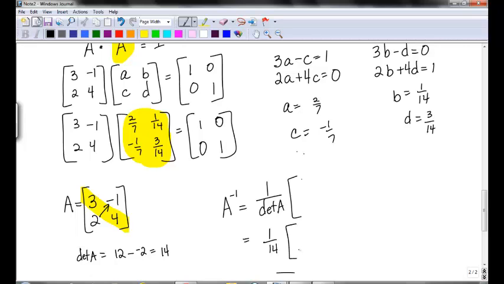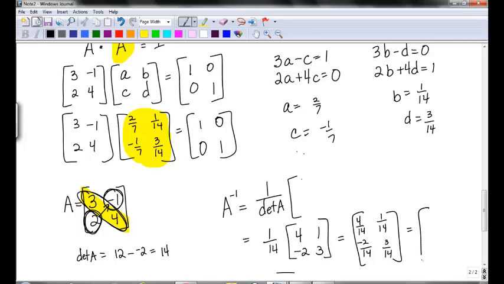Everybody look up here for a minute. The shortcut: the 2 down the diagonal to the right change places. They just change places. Whatever this sign is, change it. Whatever this sign is, change it. Now take your scalar times that matrix. That'd be 4/14, 1/14, -2/14, 3/14. So that'd be 2/7. You got to reduce all your fractions.